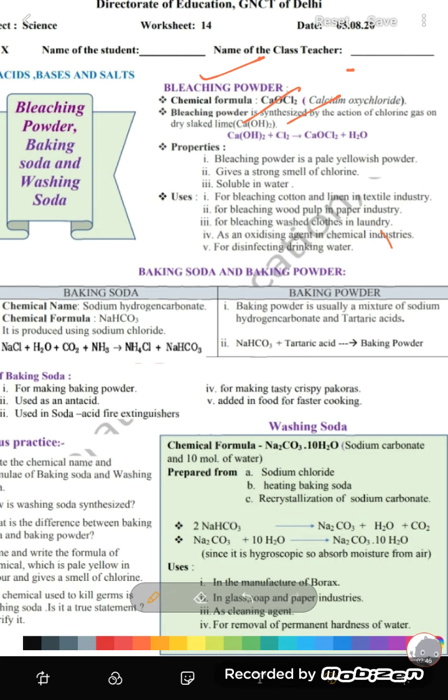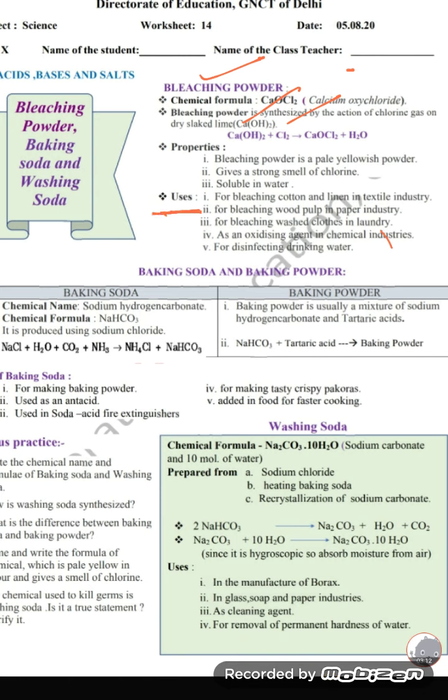Now just have a look at the properties of bleaching powder. First, bleaching powder is a pale yellowish powder, right? Second, it has a very strong smell of chlorine, a pungent smell of chlorine. Third, it is soluble in water.